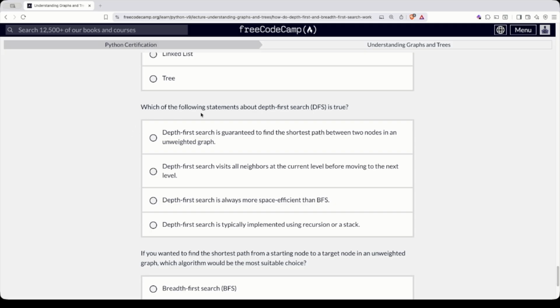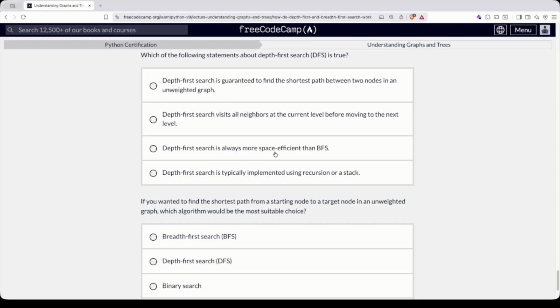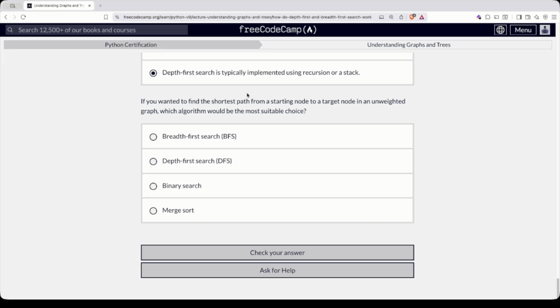Which of the following statements about DFS is true? Depth first search is guaranteed to find the shortest path between two nodes in an unweighted graph. No, that's BFS. Depth first search visits all the neighbors at the current level. That's BFS. Depth first search is always more space efficient than BFS. I don't think he even talked about that. And depth first search is typically implemented using recursion or a stack. That's true.